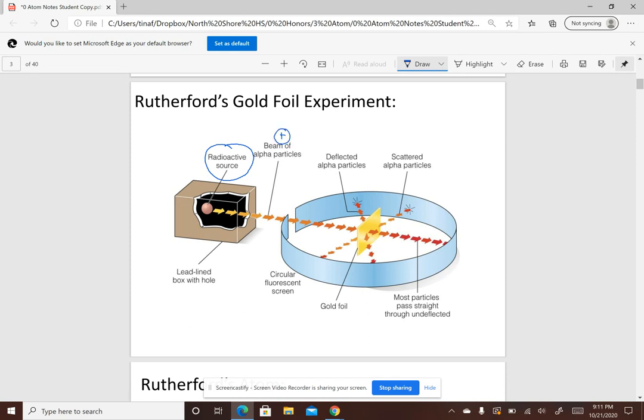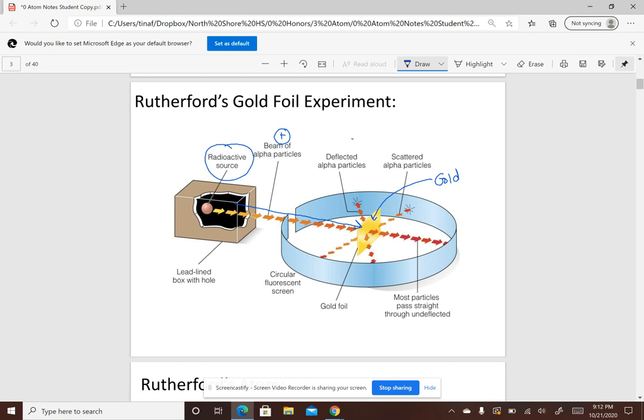So what he did was he took a piece of gold foil. So literally, guys, like aluminum foil is made up of aluminum atoms. Gold foil is just a piece of foil made up of gold atoms. So he took this radioactive source and he shot alpha particles, he shot positive particles at this gold foil, and he watched what they did. And he noticed two really important things. He made two really important observations.